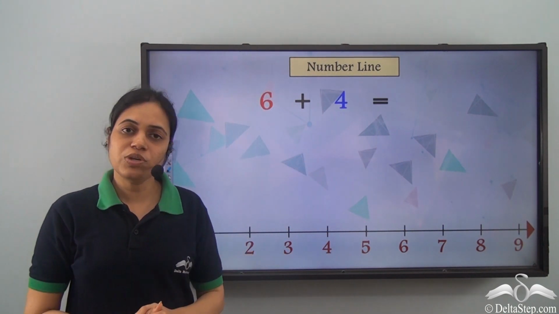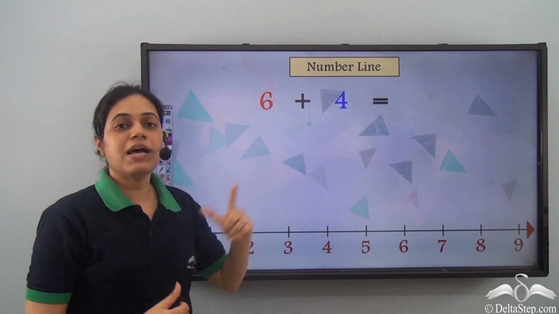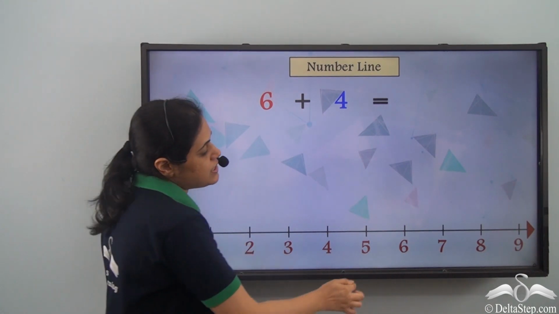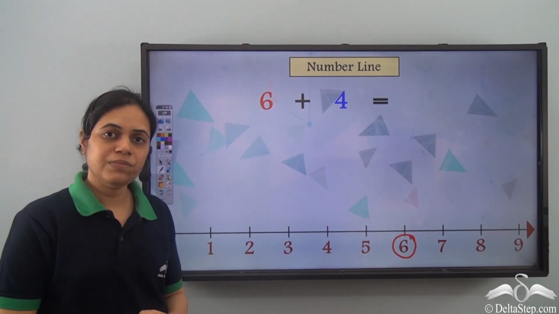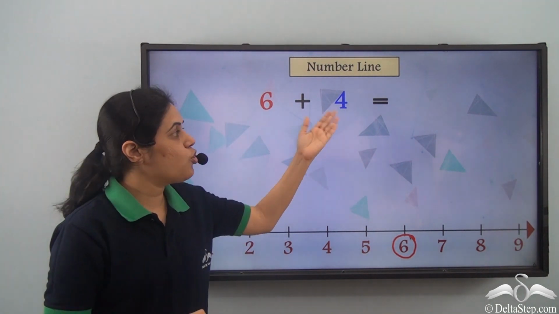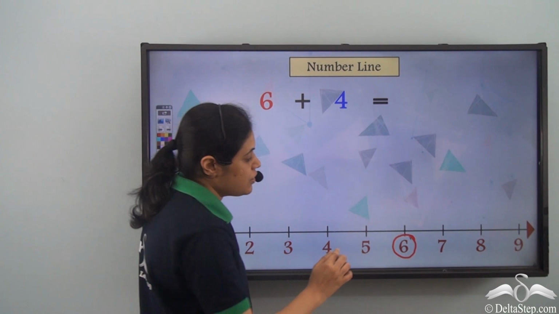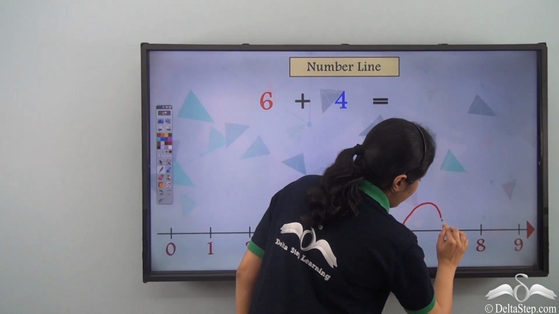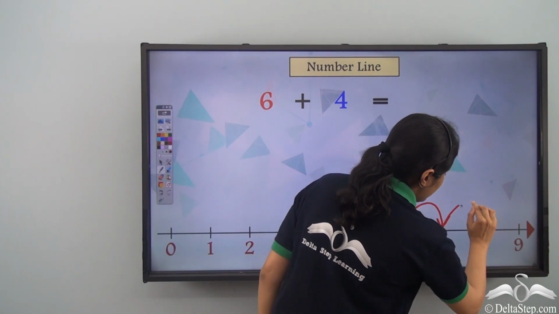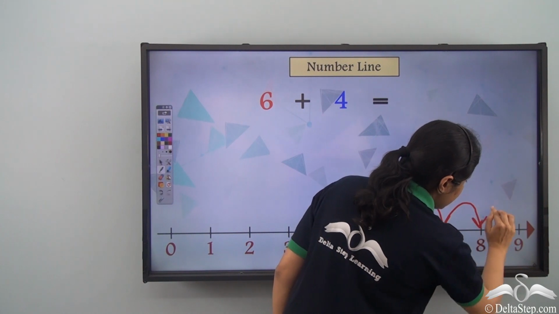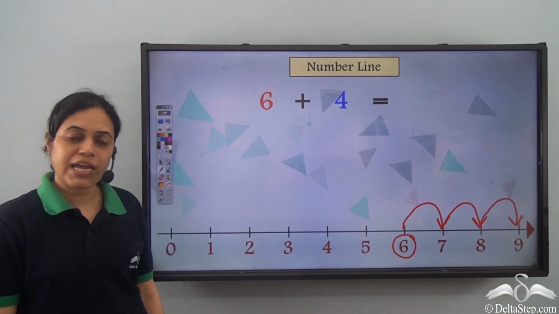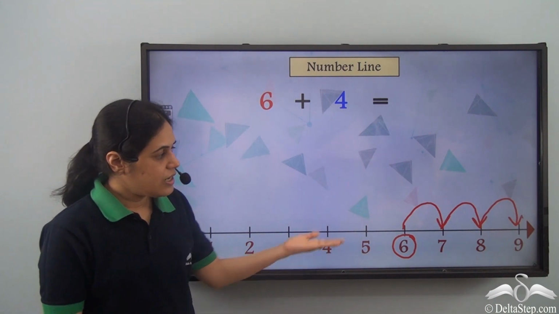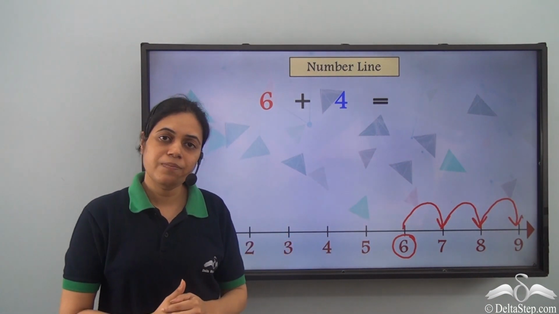Now what about these two numbers? 6 plus 4. So first I find out where is 6. 6 is here. Now I need to hop 4 times. So I hop 1 time, 2 times, 3 times, but I cannot hop 4 times. Why? There are no more numbers here.